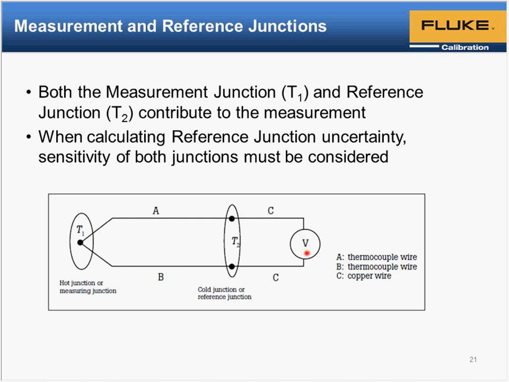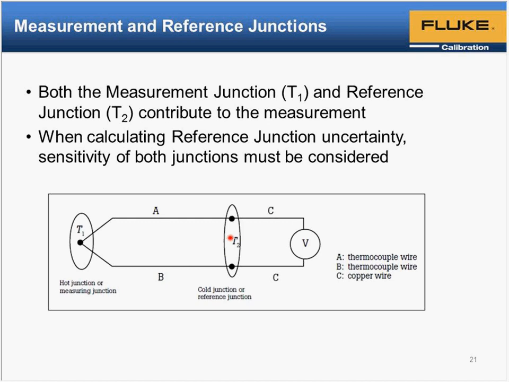Thankfully, the voltmeter is made of high quality, so there are no additional junctions that are significant through the rest of the measurement system. And that's one of the components of a thermocouple measurement, is that the equipment has to be built in a way that results in just two junctions. And so when we measure thermocouple voltage, it's the result of the difference between these two junctions. And so a key here is that both junctions contribute to the measurement.